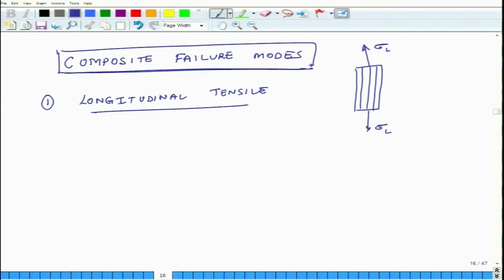So, this is one scenario we will discuss. The second one is longitudinal compression. Here the loading will be something like this. So, these are my fibers and I am pressing on to the composite rather than pulling it, and again we will discuss when composite fail what physically happens. The third one is transverse tensile.